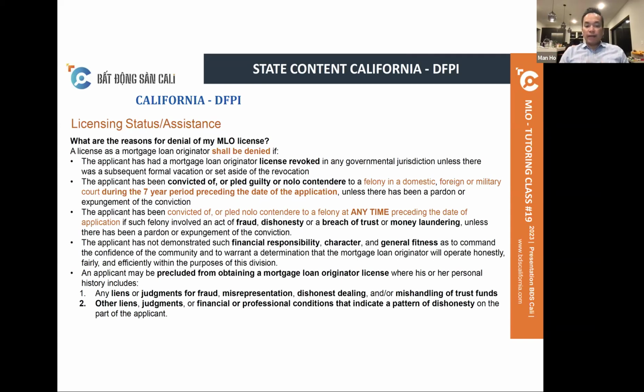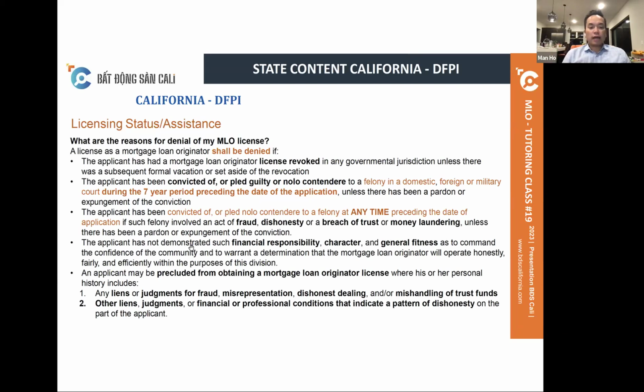The applicant has been convicted of, or pled nolo contendere to, a felony at any time preceding the date of application, if such felony involved fraud, dishonesty, breach of trust, or money laundering. So this is not about any felony, and not about 7 years. If you were convicted of a crime of fraud, dishonesty, breach of trust, or money laundering, then you are not allowed to obtain an MLO license forever. So be careful on that. Make sure you don't get involved in any of those crimes.